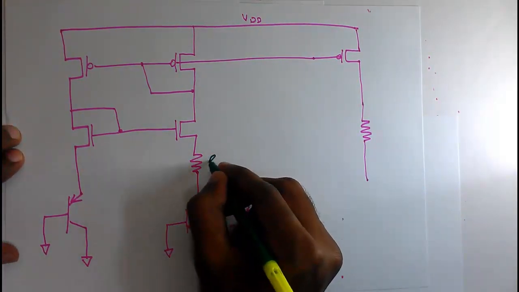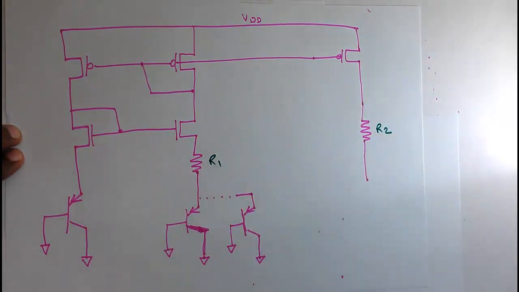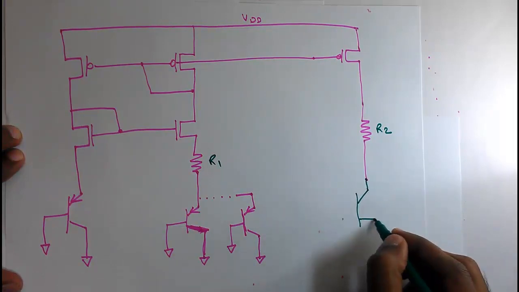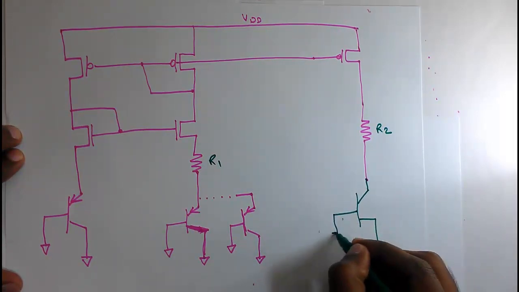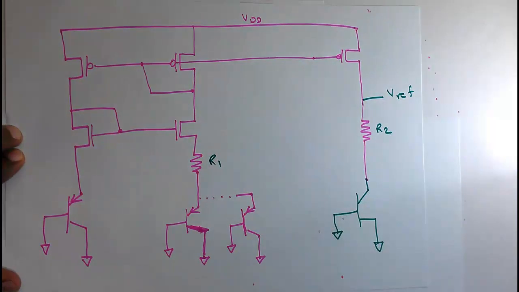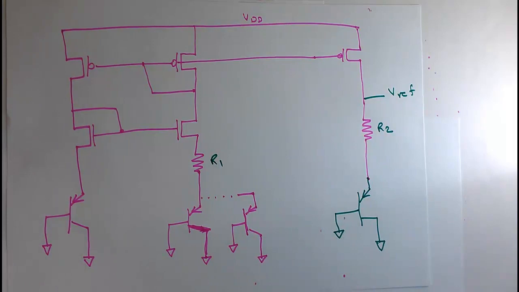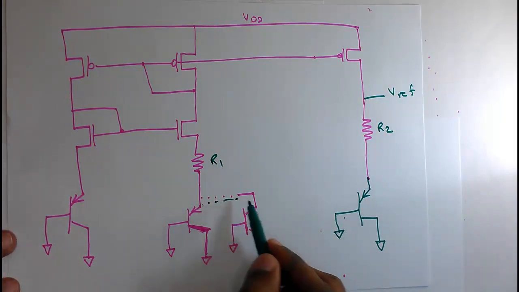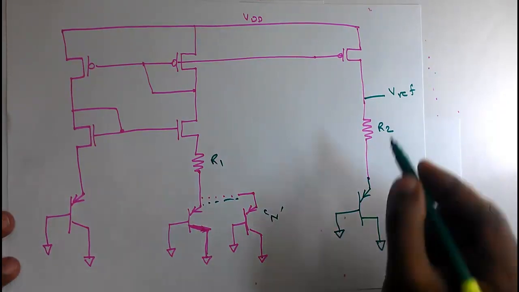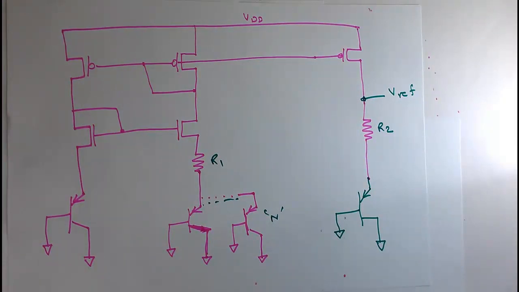We have R1 here, R2 here, and this much is our PTAT circuit. Now we have our CTAT circuit, and here is the reference voltage. So this circuit, I think you all are familiar with, and in this circuit, instead of n diodes, we have n BJTs in parallel here. So this is the circuit that most textbooks will have.